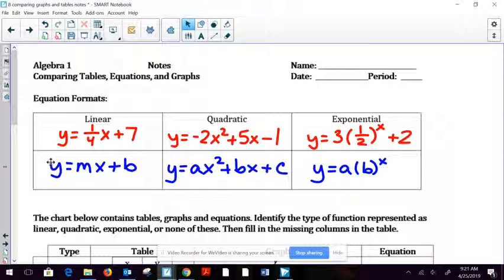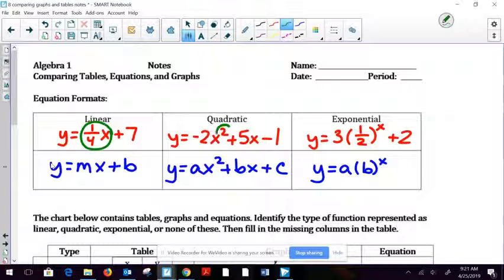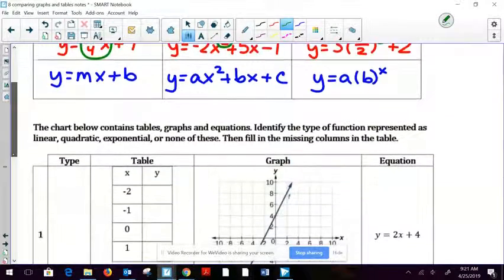I'm going to go ahead and circle it right now. With the linear, we have just an x. With the quadratic, our highest exponent is an x squared. And with our exponential, x is our exponent. So let's go ahead and look at some examples now.